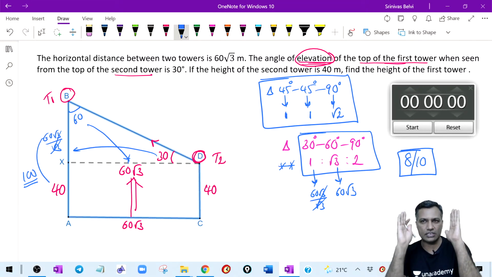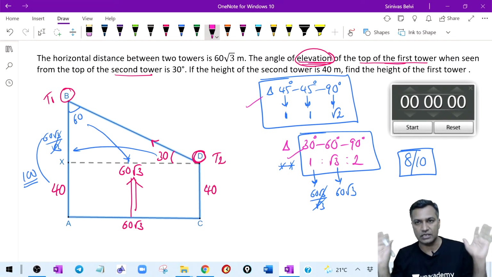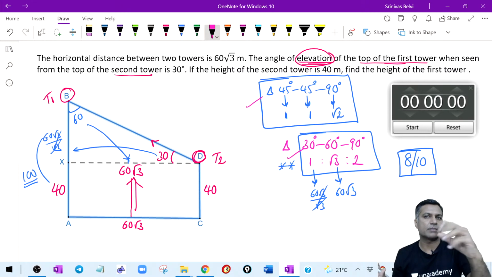The idea is what? Draw that schematic diagram. More often than not, it turns out to be one of these. In 8 out of 10 questions, whatever be the complexity, it turns out to be one of these particular triangles, 45, 45, 90 or 30, 60, 90. Rarely you find some different angles.